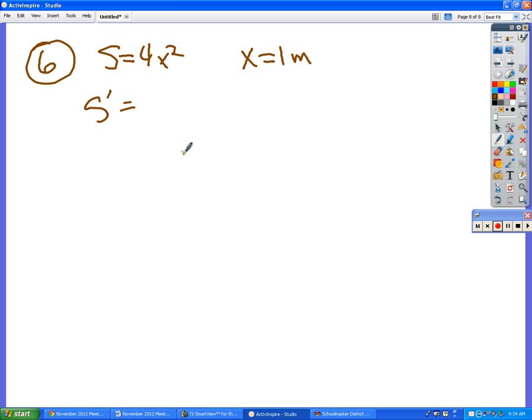Because what do you always do first? Derivative. Take the derivative. 8x. Plug in 1. That's it. Easy money. Oh yeah. Number 7. Okay. All right, number 7, our old friend linear approximation.